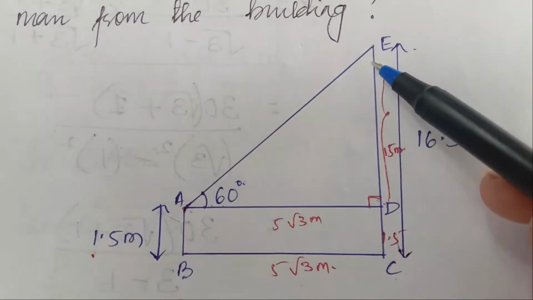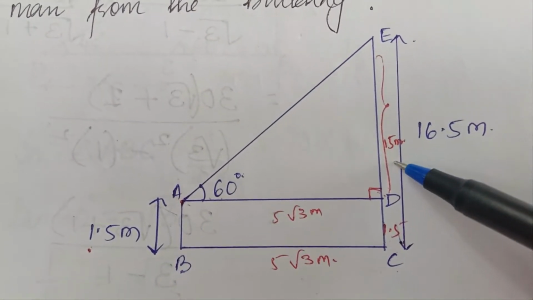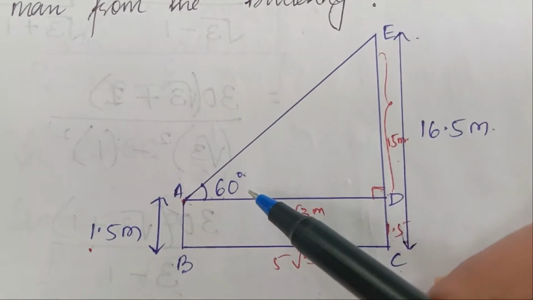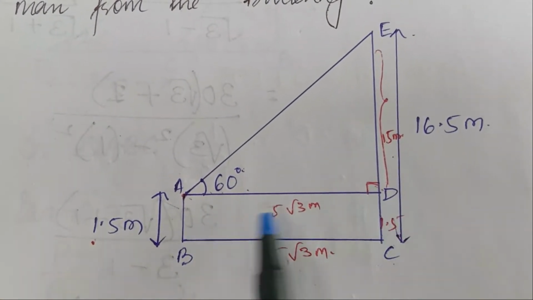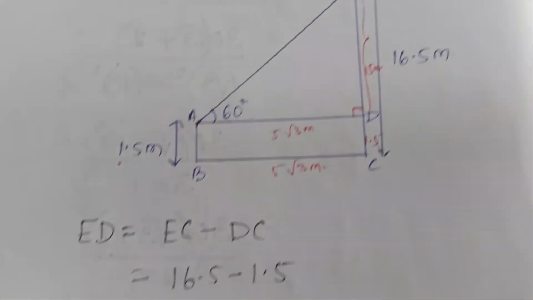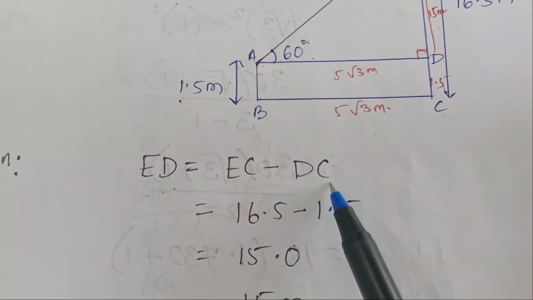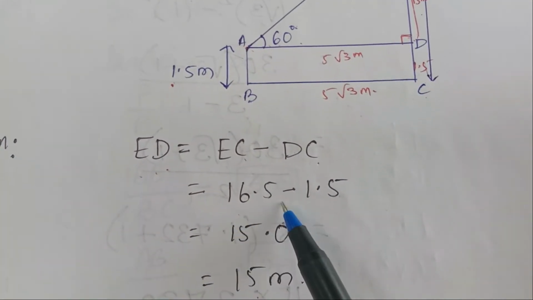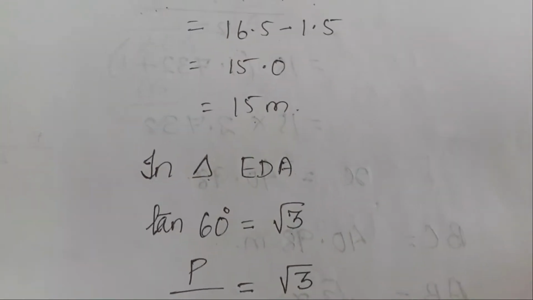Now this is a right angled triangle. In this right angled triangle, perpendicular is 15 meter and this theta is 60 degree. Now we have to find the base, the distance between the man and the building. So here is the calculation. ED means EC minus DC, 16.5 minus 1.5, it's 15 meter. Now we will use triangle EDA.